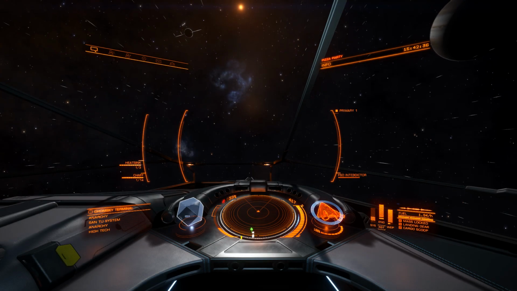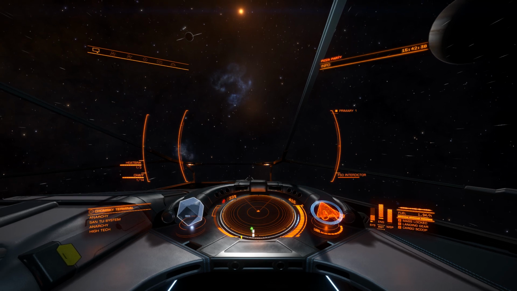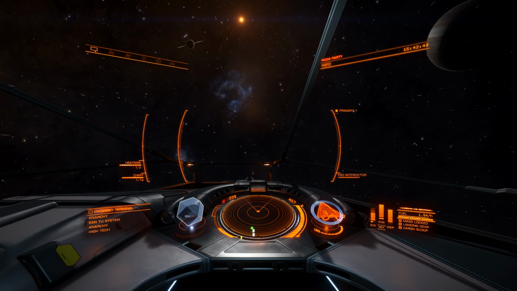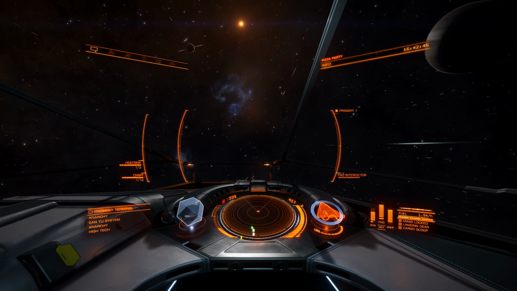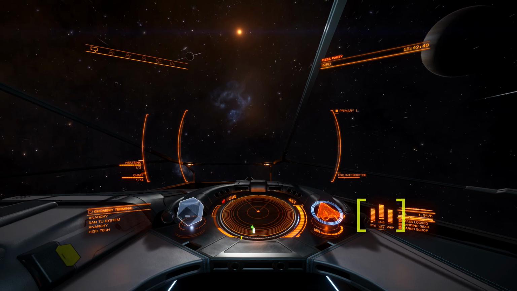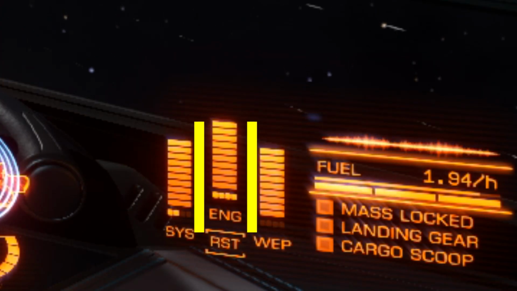Let's start off by taking a look at how pip positions influence capacitor charge and discharge. First of all, we'll be focusing on the pip management indicator, which can be found in the bottom right corner of your HUD. It is divided into three parts.